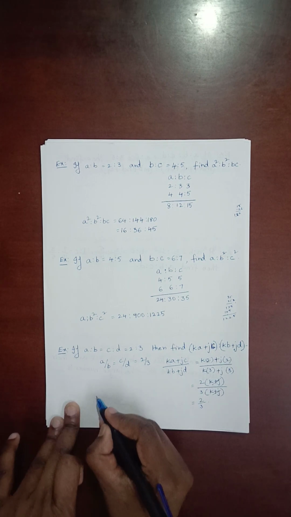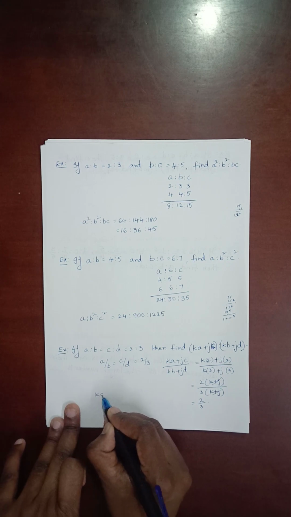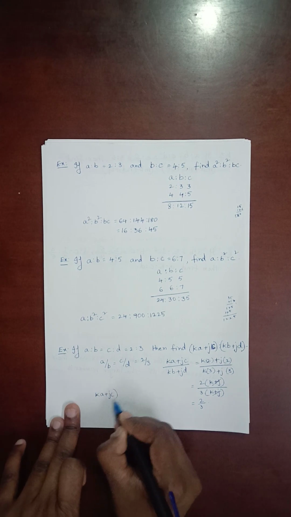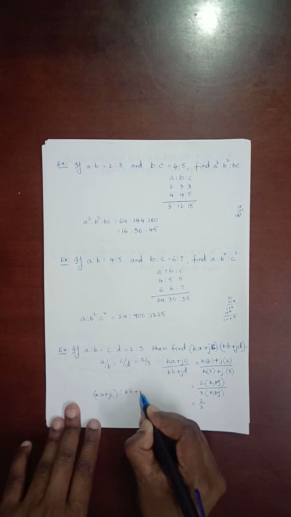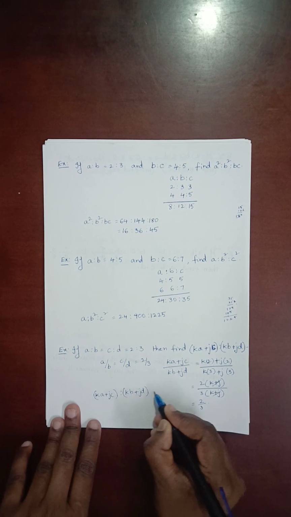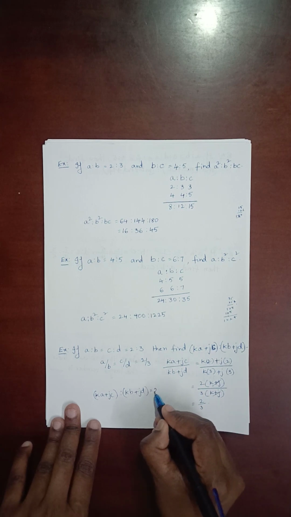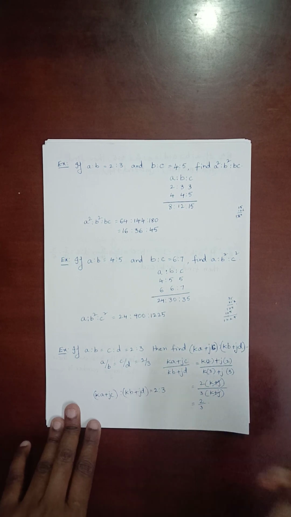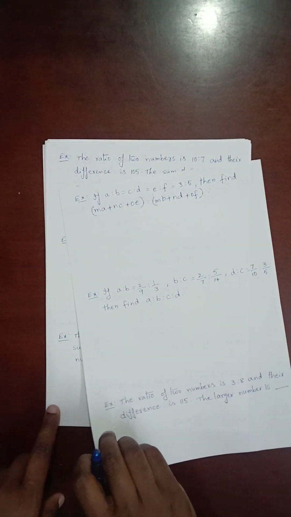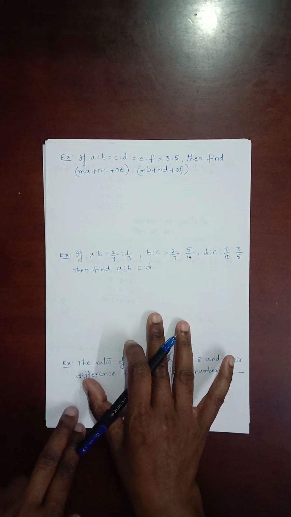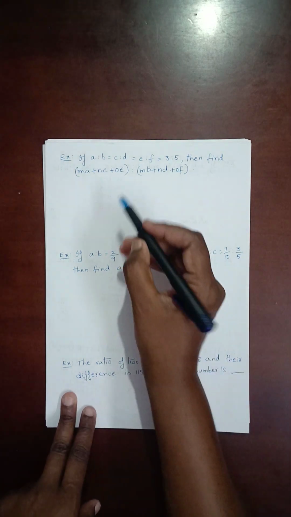So Ka plus Jc is to Kb plus Jd. Ratio is what? 2 is to 3. 2 is to 3. So these are all simple problems, but you should learn. Here also one more example.